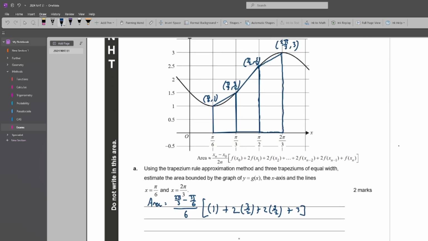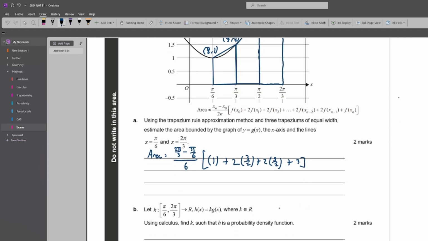So keep in mind that only the first and the last are 1 times, and all the other ones in the middle are 2 times the value of the function at that point. Okay, 2 pi on 3 minus pi on 6, so that's pi on 2. Pi on 2 over 6 is pi on 12.